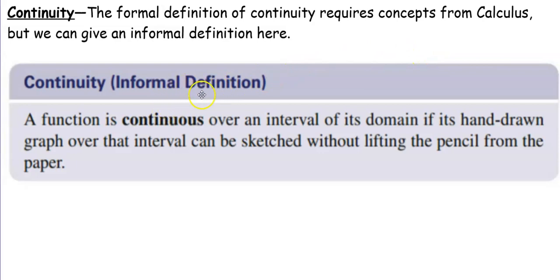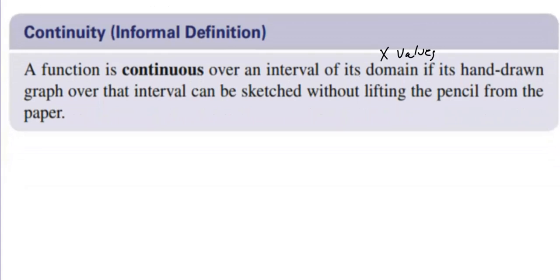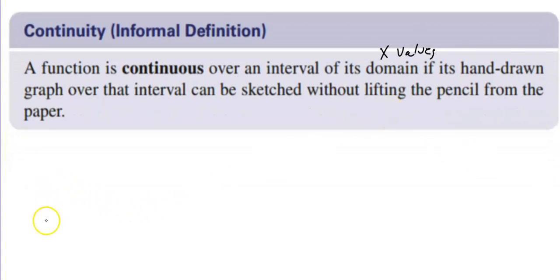So what we're going to do is focus on this. In general, this is a very true statement. A function is continuous, therefore continuity. It's continuous over an interval of its domain, our x values, if it is hand-drawn, so if you can draw it with your pencil over an interval, it can be sketched without lifting the pencil. So basically, if you start over here on the left of the graph and you start sketching it, and you can draw the entire graph never lifting up your pencil, that is a continuous function. So that's a continuous function.